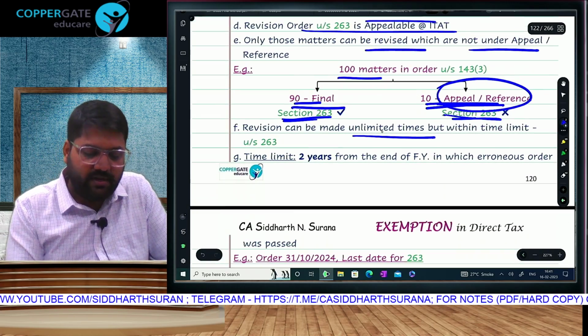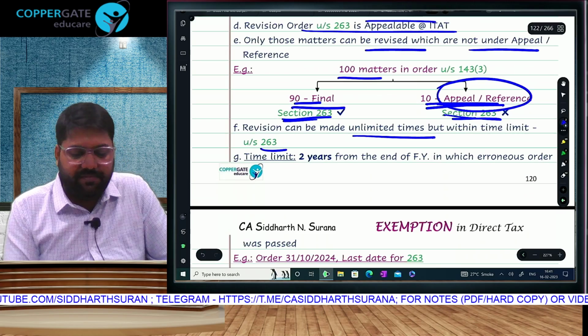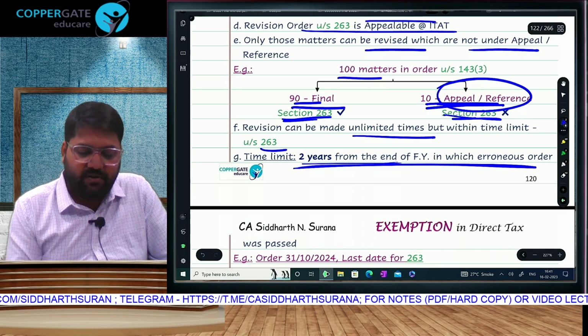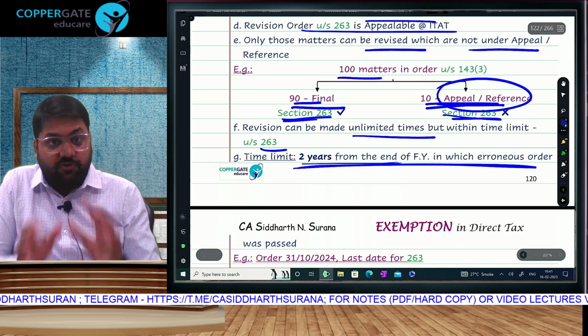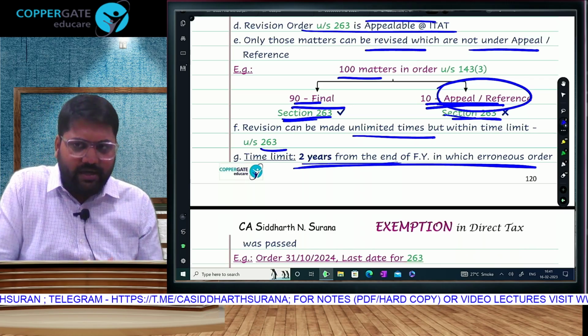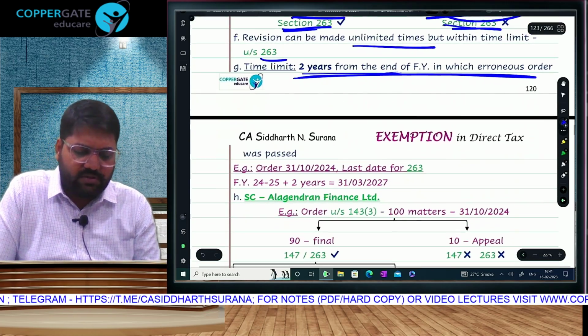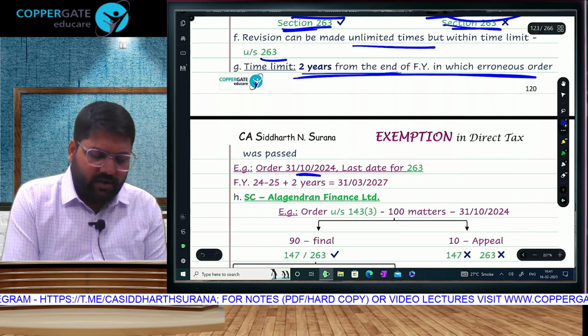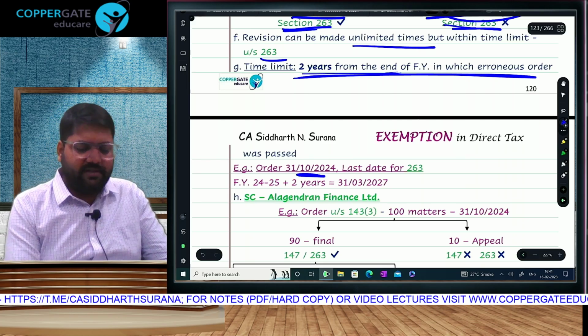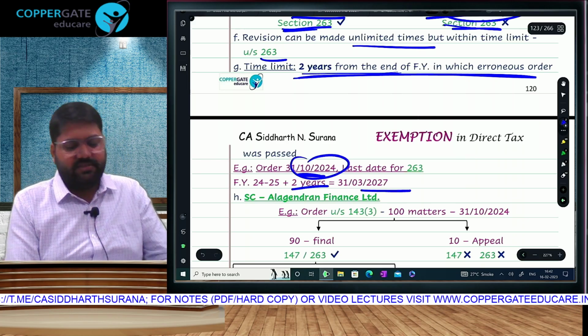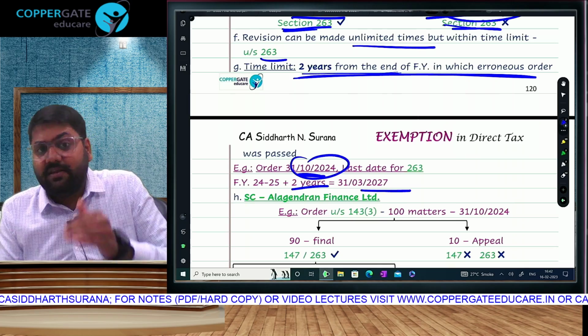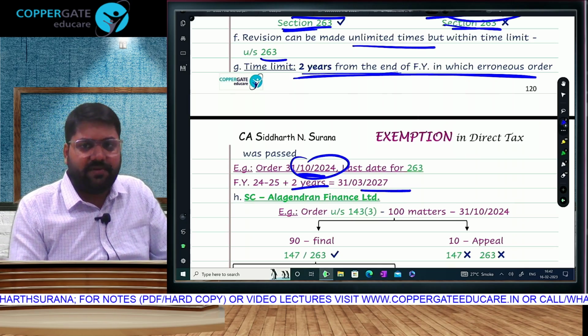This can also be done, not unlimited time, but within the time limit, and the time limit is 2 years from the end of the year in which the order, erroneous order was passed. Only order, not intimation. 2 years from the end of the year in which the erroneous order was passed. So, for example, if an order is passed on this date, then the last date is going to be 24-25 plus 2 years, that is 31st March 27. This Supreme Court judgment has been asked multiple times.